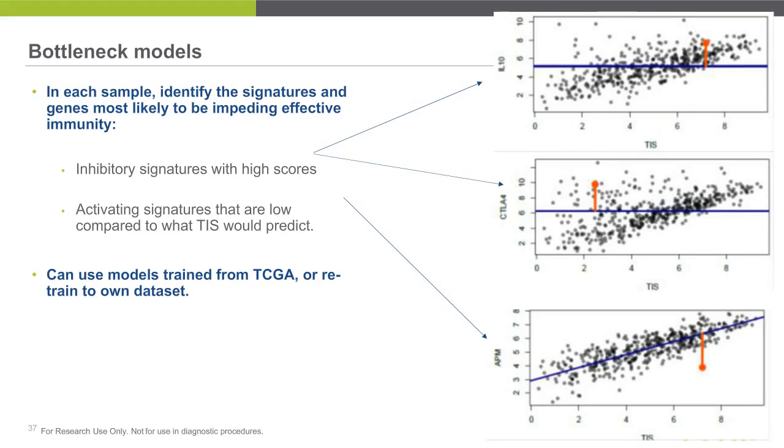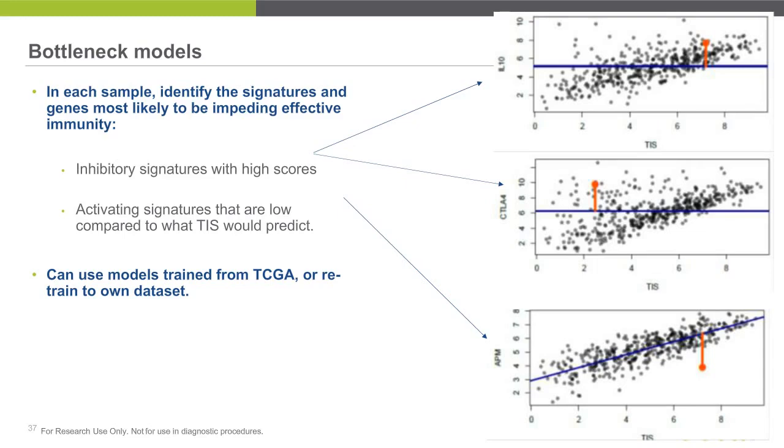Normally CTLA-4 tracks TIS, but in melanomas it seems that CTLA-4 has this other cluster, very high CTLA-4, despite being otherwise immune cold. And this is one of those patients, and I think CTLA-4 expression is a pretty good explanation for why this particular tumor has been able to evade the immune system.